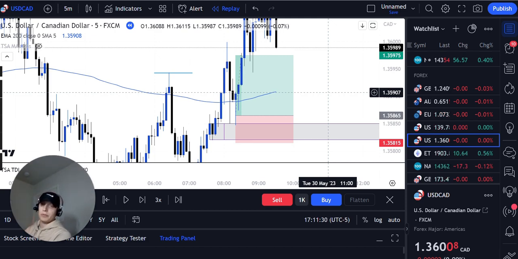Want to go over a couple different setups that actually happened today. I caught one of them and I didn't catch the other one, but I drew it out perfectly. But I was in this trade, so I didn't take the other one, if that makes sense. But I want to go over both of them because they're completely different setups on different time frames.